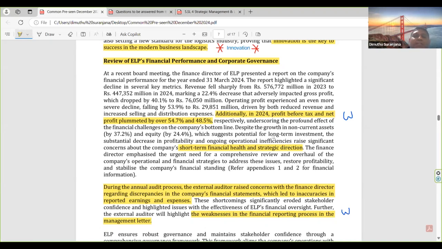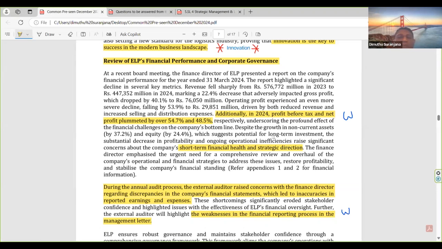The report highlighted a significant decline in several key metrics. Revenue fell sharply from 576 billion in 2023 to 447 billion in 2024, marking a 22.4% decrease that adversely impacted gross profit, which dropped by 40.1% to 76 billion.